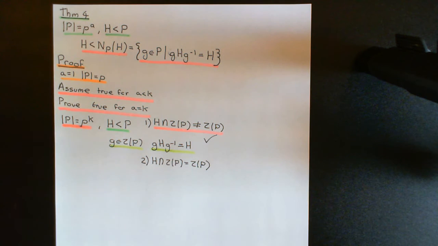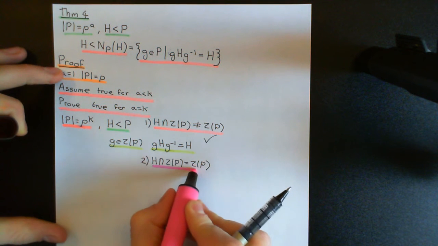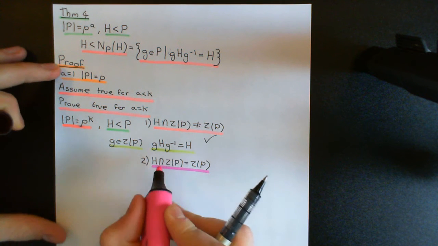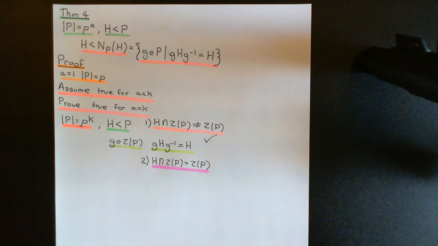Okay, that's more difficult because the centre of P was like our instant go-to for elements which would normalise capital H. But now we're saying that all of those are in capital H, so we can't use those as examples of elements that are outside of capital H, which if we use them to conjugate capital H will give capital H back again. Okay, so what are we going to do now? This is the more difficult case.